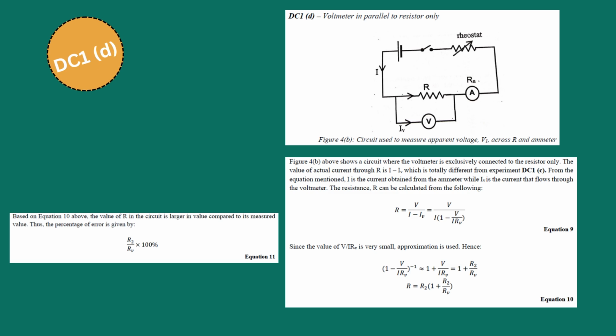In this DC1D, we determine the resistance in the voltmeter, which is connected in parallel to the resistor only. So, this figure shows a circuit where the voltmeter is exclusively connected to the resistor only. The value of actual current through R is I minus IV, which is totally different from experiment DC1C. From the equation mentioned, I is the current obtained from the ammeter, while IV is the current that flows through the voltmeter. Hence, we use these theories.